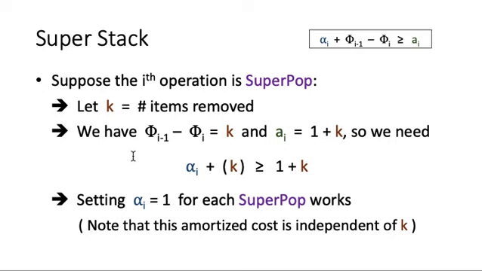Now notice that although super pop may be popping many items, the alpha i that we set here is independent of k. This is something that is very nice. No matter how many items are removed, we just always need to pay a cost of 1 for each super pop.